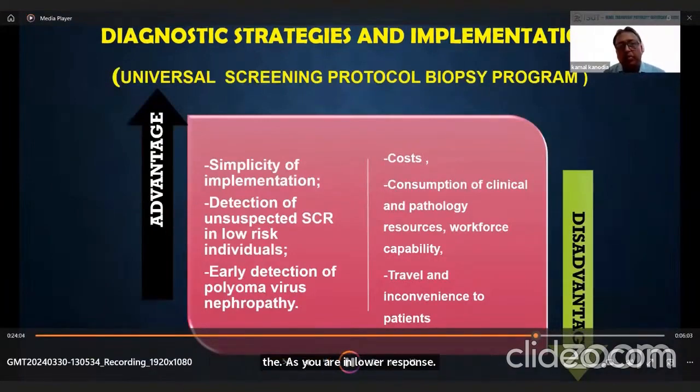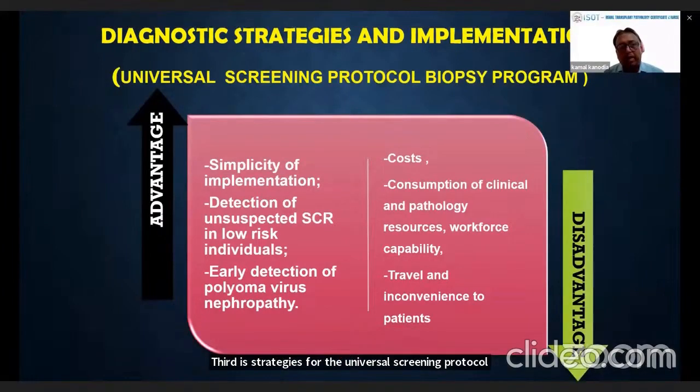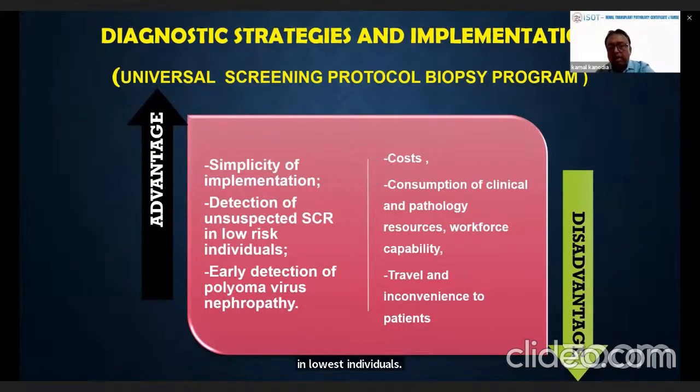Third is the universal screening protocol biopsy program. The advantages of this program are simplicity of implementation, detection of unsuspected SCR in low-risk individuals, and early detection of polyomavirus nephropathy. The disadvantages are the cost, consumption of clinical and pathology resources, workforce capability, and travel and inconvenience to patients. So one should weigh the pros and cons of protocol biopsies before starting a protocol program.